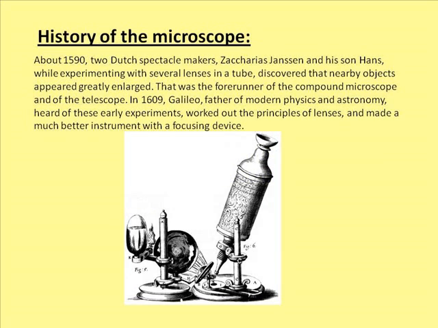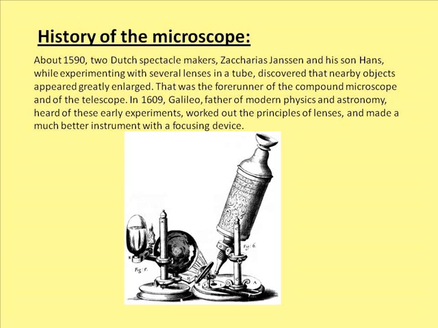The first microscope was actually created back in the late 1500s. It was a father and son that worked together, and they were spectacle makers. Spectacle is a fancy word for glasses. So they took two lenses and they put them on either side of a tube, and they realized that by doing this, it would magnify any object that you looked at through the tube.